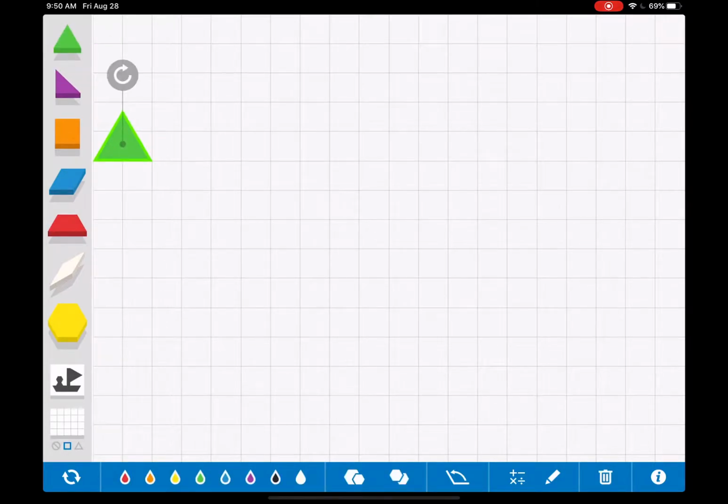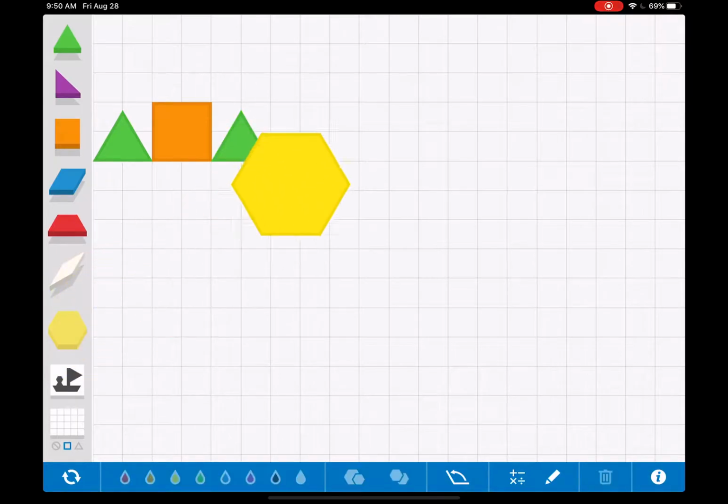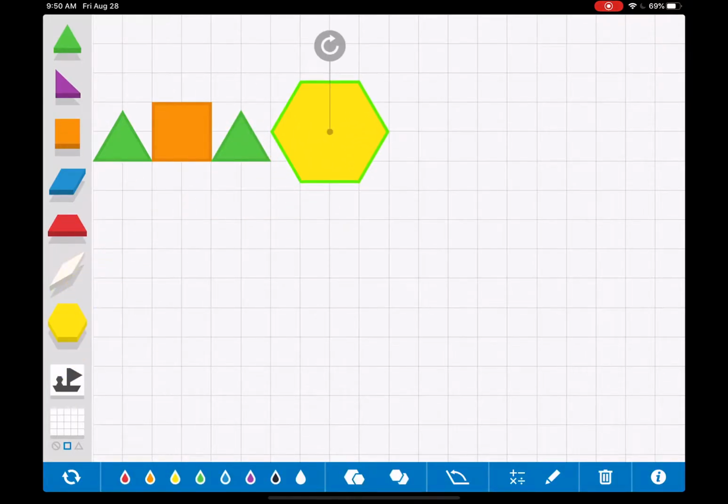Now let's look at a new way to make a pattern. What if I had triangle, square, triangle, hexagon? Triangle, square, triangle. What comes next? If I'm not sure what would come next in the pattern, I can go back to my pattern at the beginning and I can look and see. So let's go back to the beginning, okay?